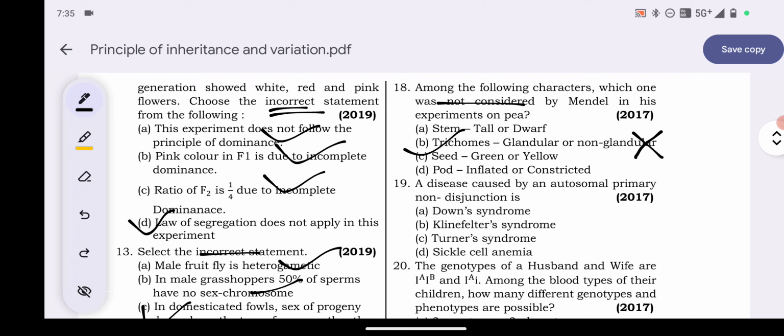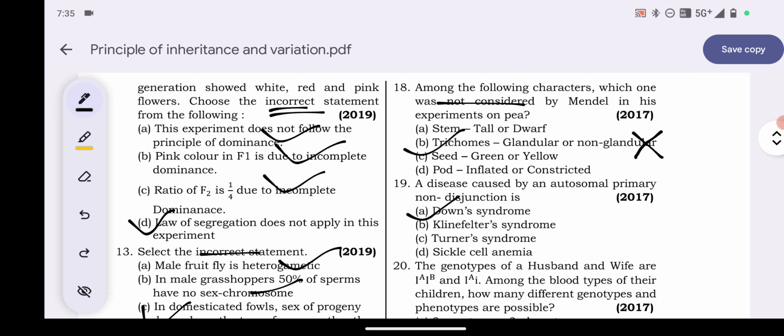Next, question number 19. A disease caused by an autosomal primary non-disjunction is: option A, Down syndrome, option B, Klinefelter syndrome, option C, Turner syndrome, and option D, sickle cell anemia. So the autosomal primary non-disjunction is option A, Down syndrome.